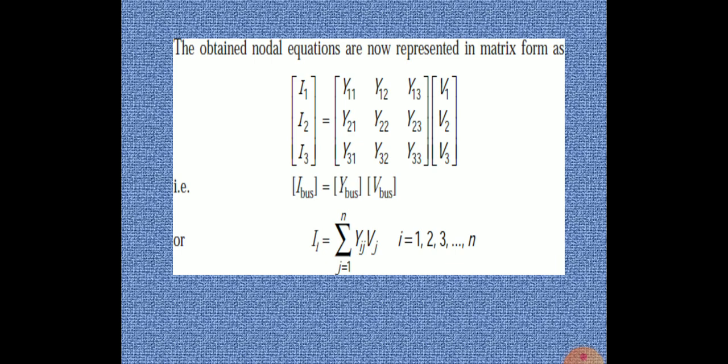These obtained nodal equations are represented in matrix form: the current vector I1, I2, I3, and this matrix represents Y11, Y12, Y13, Y21, Y22, Y23, Y31, Y32, Y33, and the voltage vector V1, V2 and V3. Here the bus current I bus is equal to Y bus into V bus. So the current I1 at bus number 1 is equal to the sum over j from 1 to n of Y1j into Vj, where the indices vary from 1 to 3 up to n.